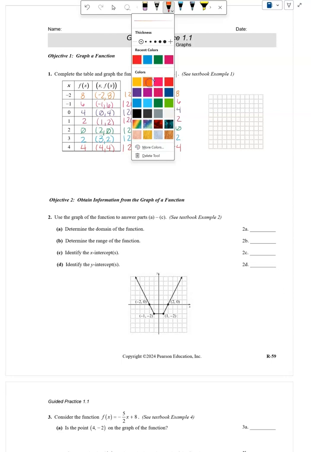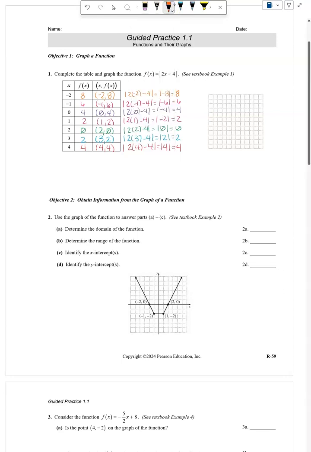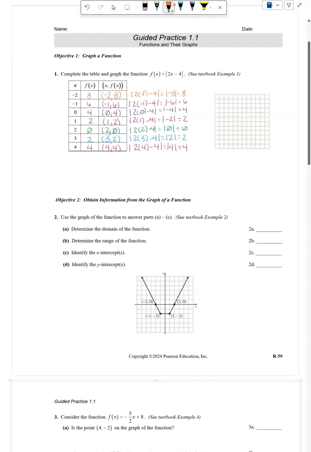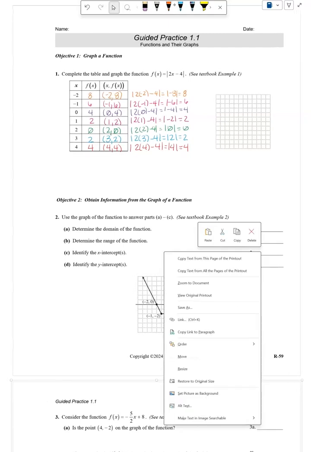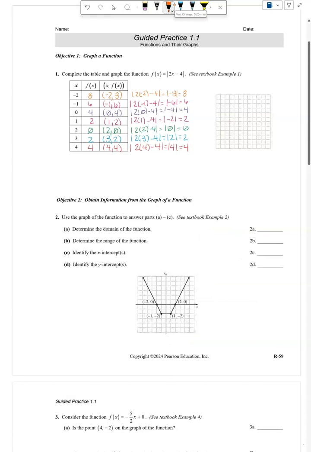Let's do orange, I guess, for our baseline. I'm going to make it a little bit down here, I think, for our x. That's terrible. Y and x.